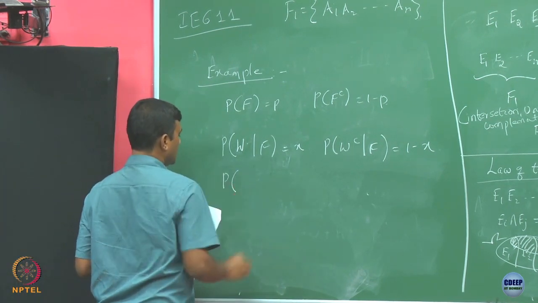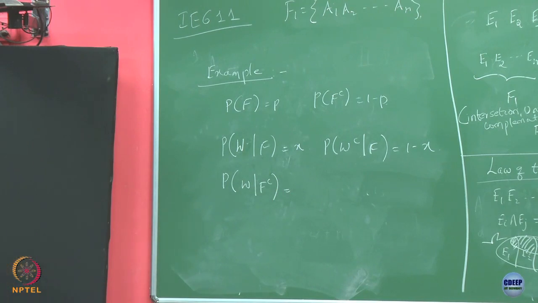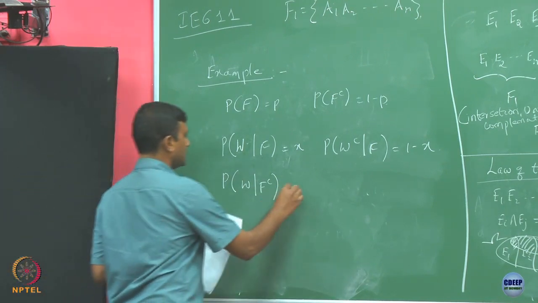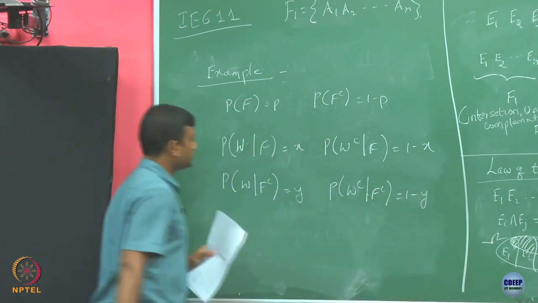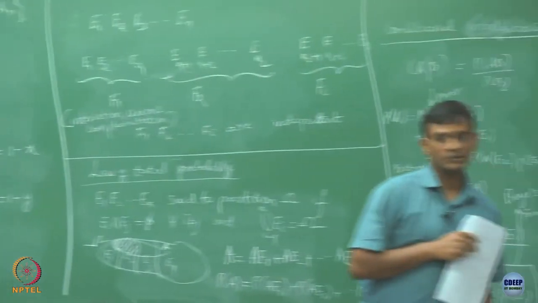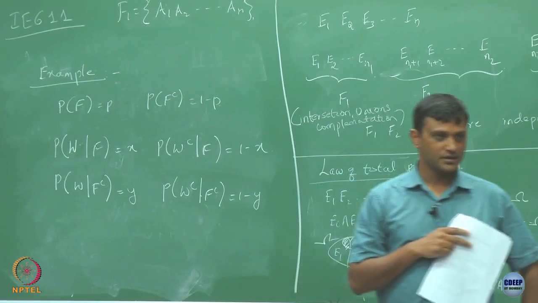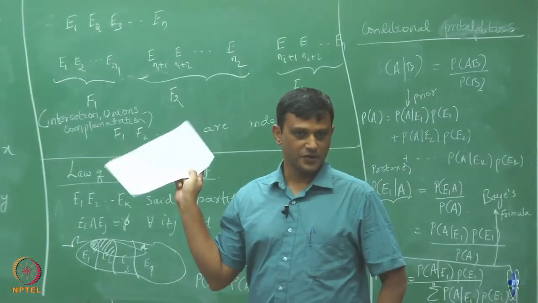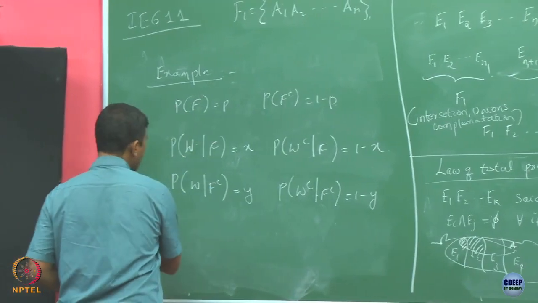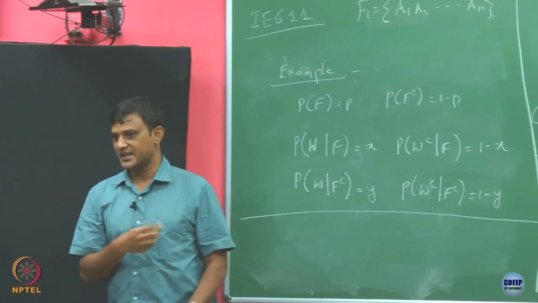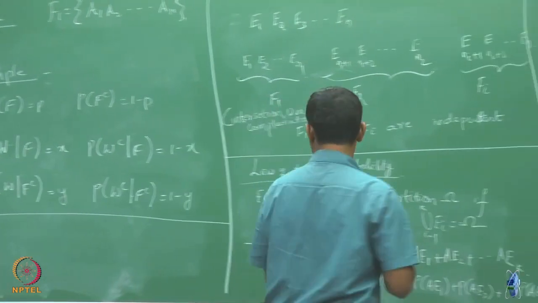And now, let us say you have the probability that it works when your critical component fails. Let us say that is some y, and then the probability that it does not work is 1 minus y. So, this is all you can compute, right, before you actually launch your mission, you can do various experiments and get these numbers. These are all your prior probabilities that you could compute.